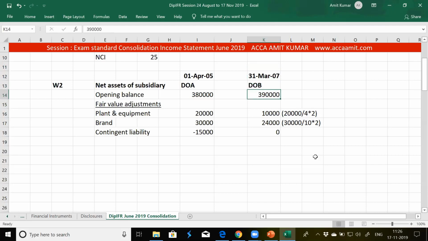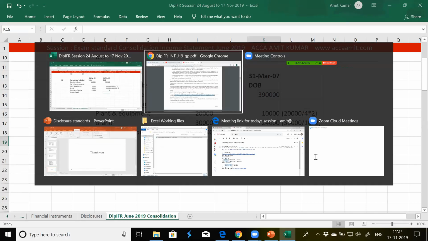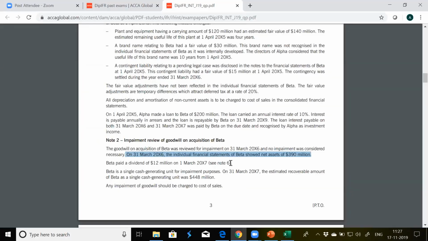So we are trying to calculate the balance on 31st March 2007 and what happened between 1st April 2005 and 31st March 2007. And during this period, there is a dividend paid by the subsidiary. How much is the dividend paid? They paid a dividend of 12 million.